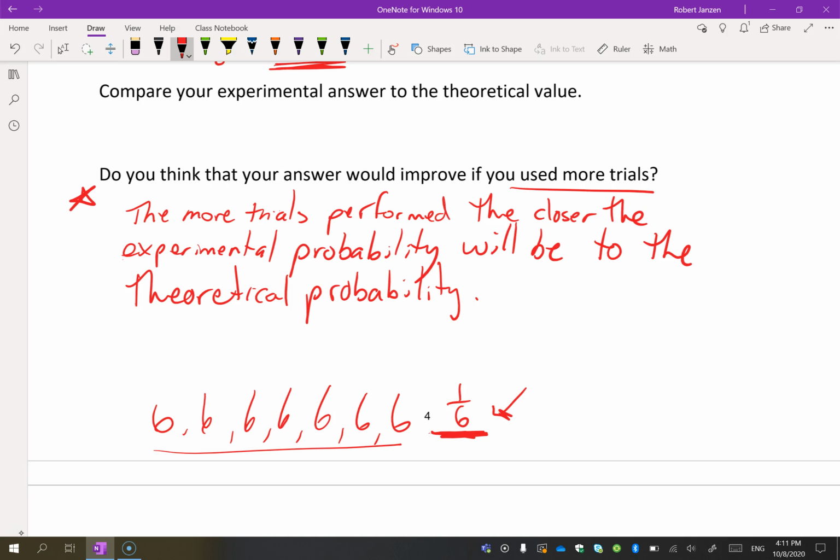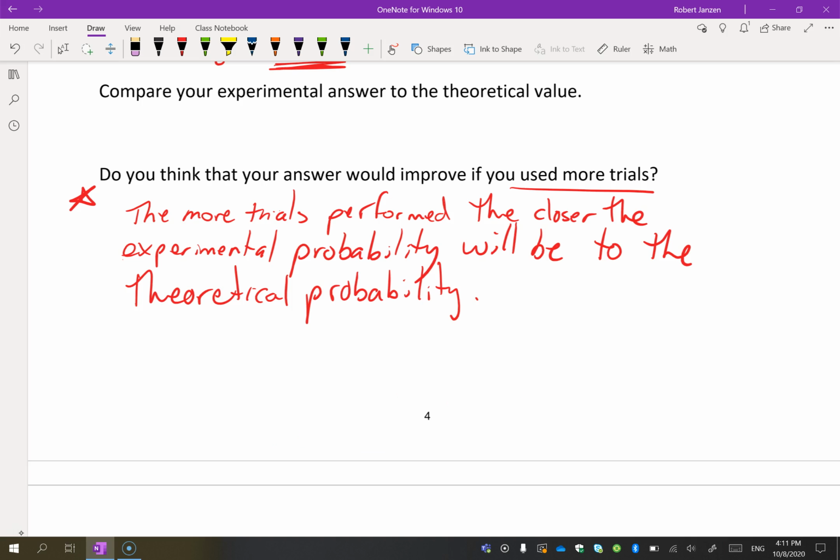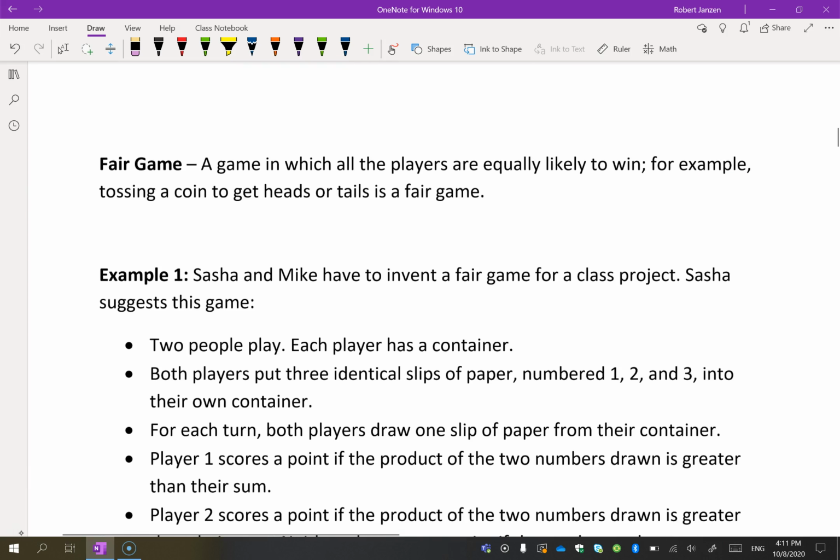Theoretical probability is a better gauge of what the actual probability is. Experimental probability is what happens, and sometimes what happens is weird, but the more you do it, the more likely it will be closer to the theoretical. Okay, so it's important to keep that in mind.